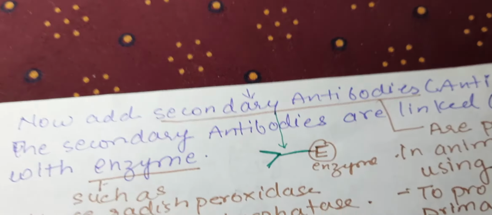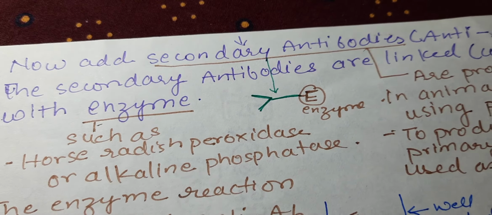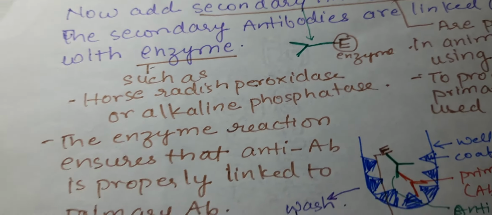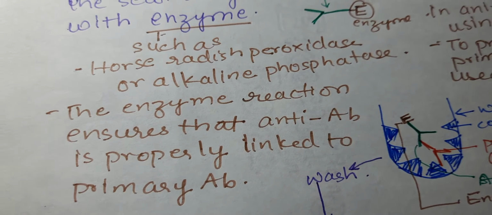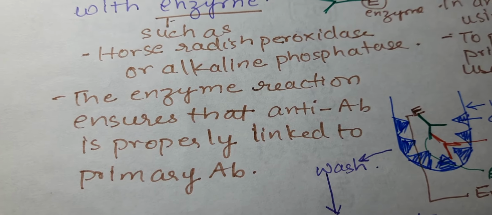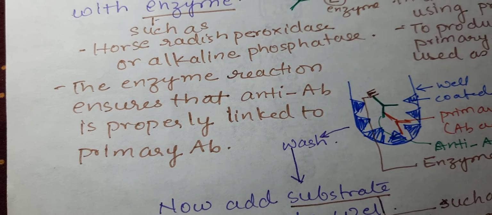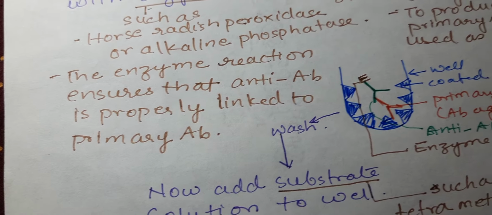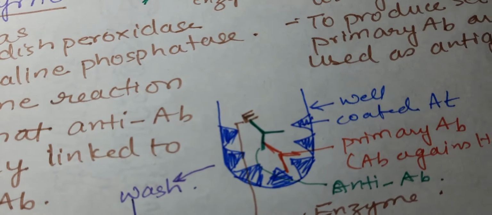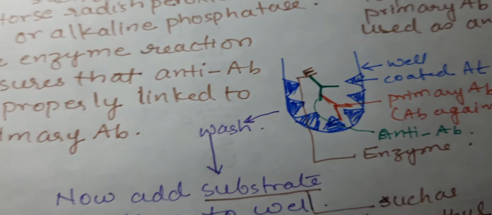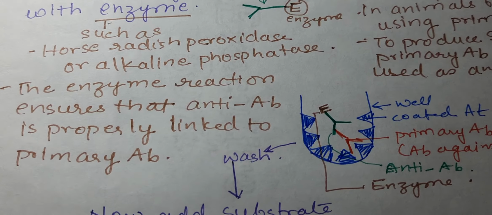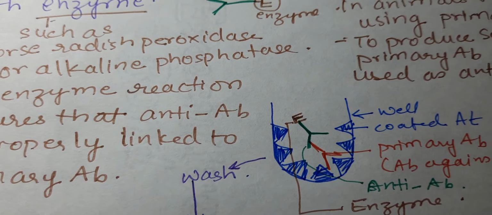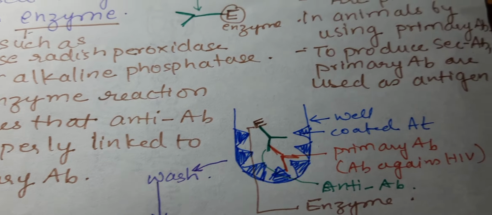Now this anti-antibody is linked, or you can say conjugated covalently, with an enzyme. These enzymes are such as horseradish peroxidase or alkaline phosphatase, and the enzyme reaction ensures that the antibody is properly linked to the primary antibody. Now there are methods in which the enzyme is directly linked to the primary antibody, but here we are discussing the conventional form of ELISA, in which the secondary antibody is linked with the enzyme.